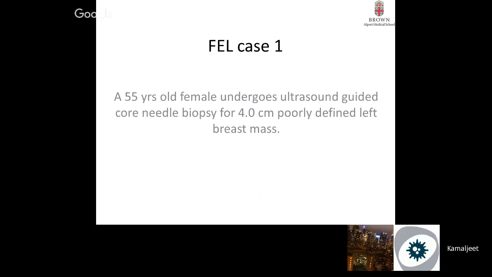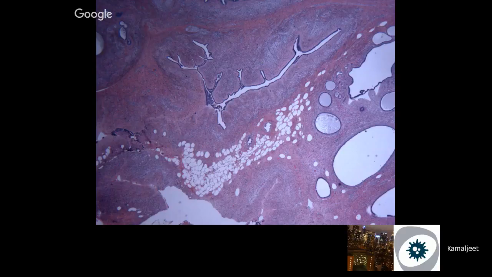So they all have the same history: 50-year-old, 55-year-old, a 4-centimeter well-defined lesion. And the critical thing, as I said, is the evaluation of the architecture. And there are a couple of things. Phyllodes, I mean, it's a leaf-like architecture, intracanalicular pattern. You want to look at the distribution of the stroma.